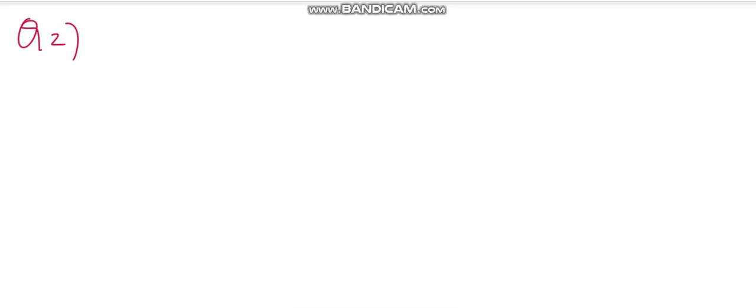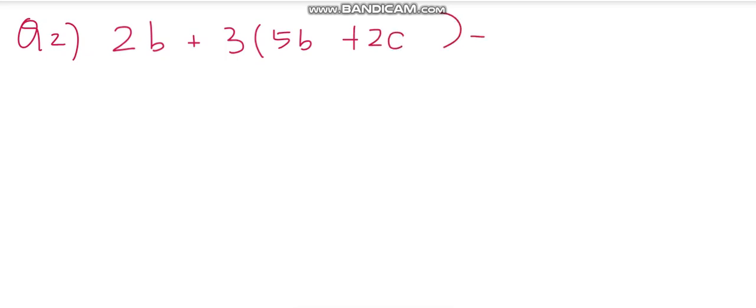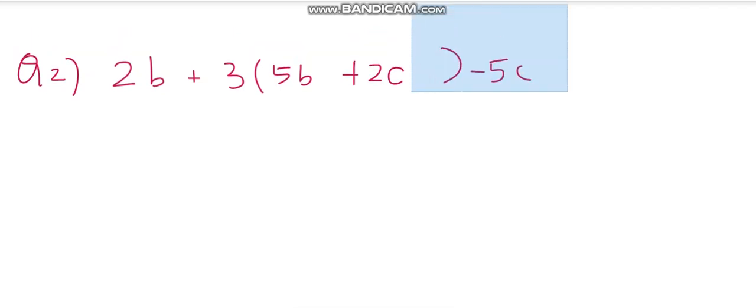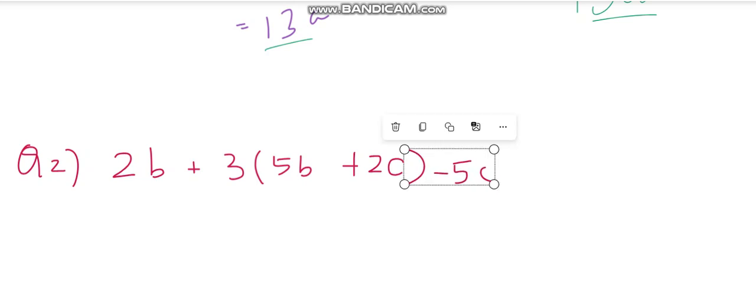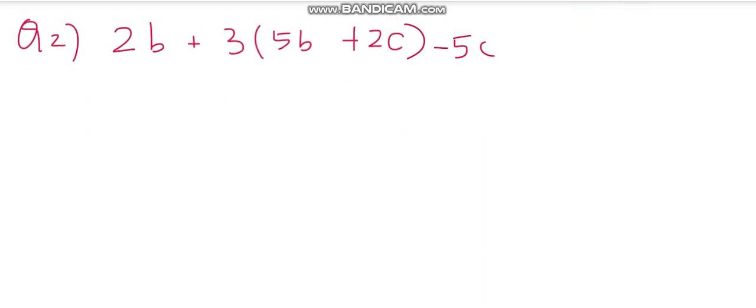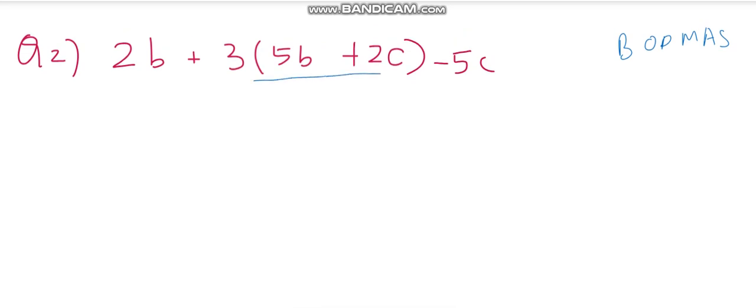Question number 2 is 2b plus 3 times (5b plus 2c) plus 3b. So let's solve this question. If you remember, first we have the BODMAS. So we have to do the brackets first. So we're going to solve this part first.